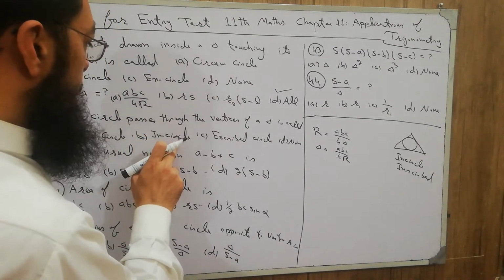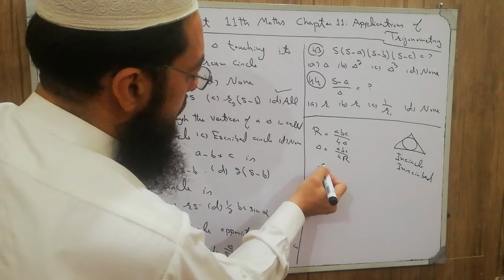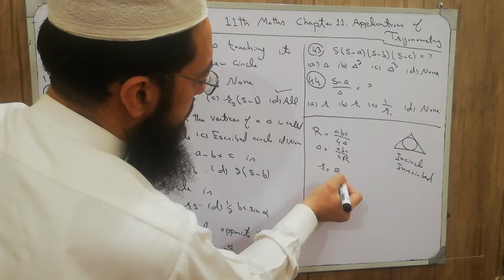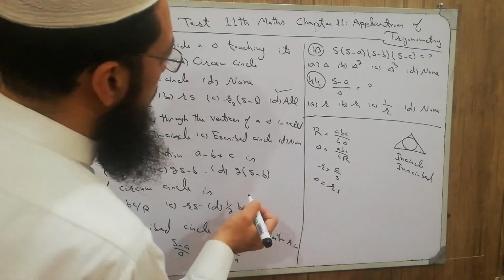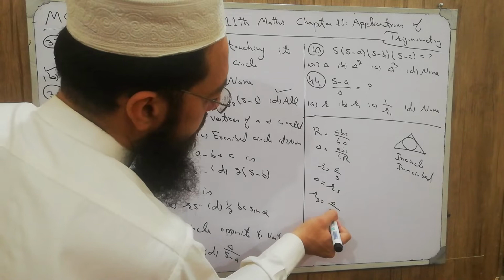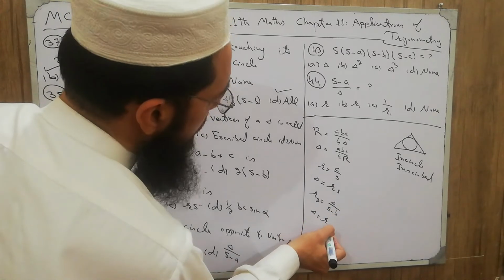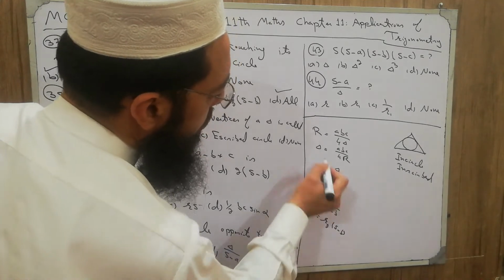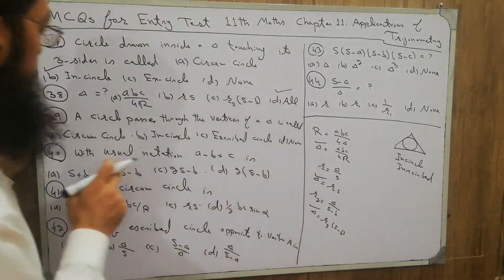And RS: we know that r is equal to del divided by S. From this we can write area is equal to r into S. And also we know that r2 is equal to del divided by S minus B. So area is equal to r2 into S minus B. So all these three are correct. So option D is the correct option.